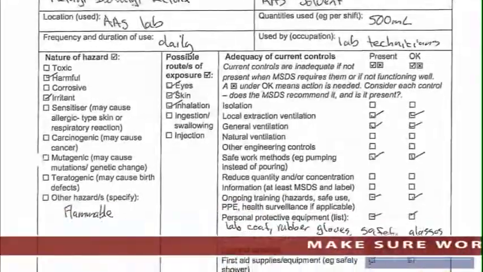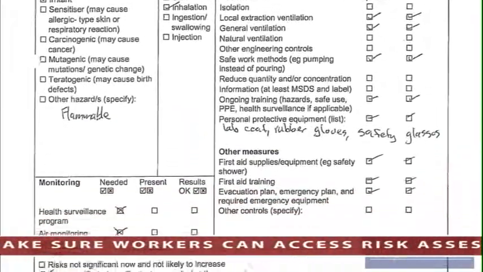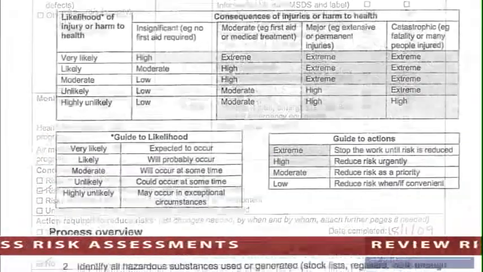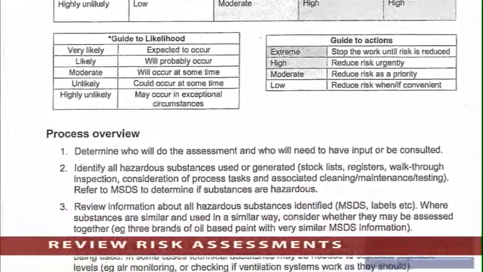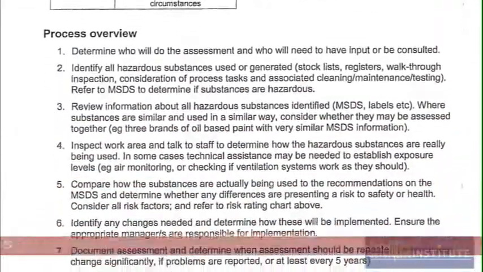Make sure risk assessment reports are available to all workers who could be exposed to the chemical. Review the risk assessment if the process changes significantly, if problems are reported, or at least every 5 years.